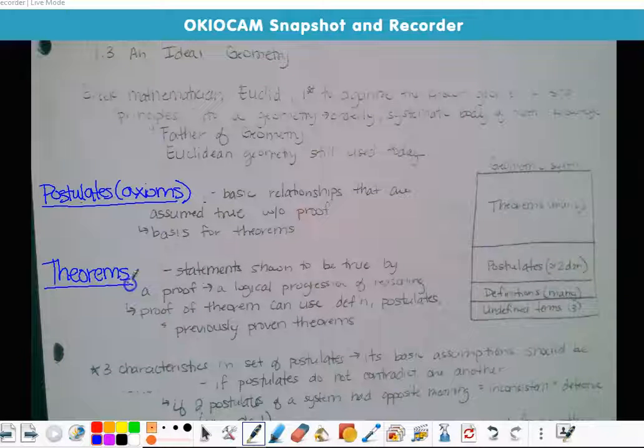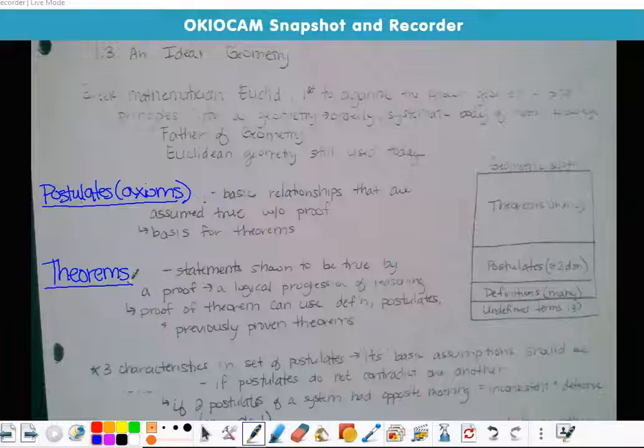Theorems. Okay, so theorems are statements that are shown to be true by a proof, which is what geometry is all about. Okay, because a proof is a logical progression of reasoning. So the proof of a theorem can use definitions, you can use postulates, and you can use previously proven theorems, stuff that you already know.